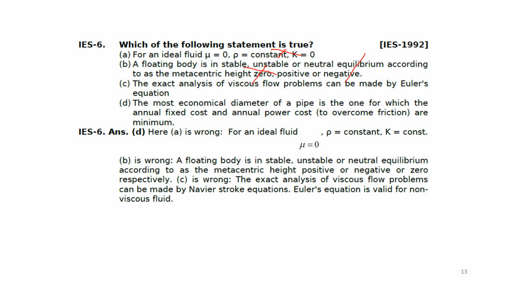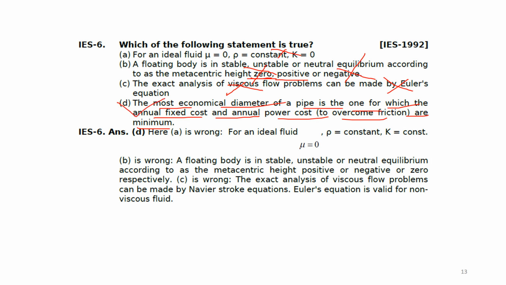Stable, unstable and neutral: for stable it should not be 0, it should be positive. So this is wrong. The exact analysis of viscous flow problems cannot be made by Euler's equation; it is by the Reynolds equation. The most economical diameter of pipe is one for which the annual fixed cost and annual power cost to overcome friction are minimum. Yes, D is correct.